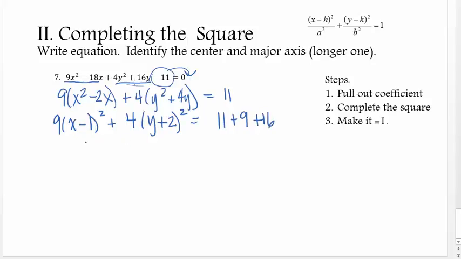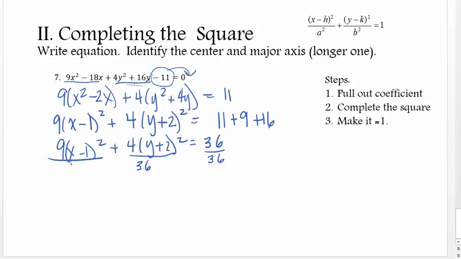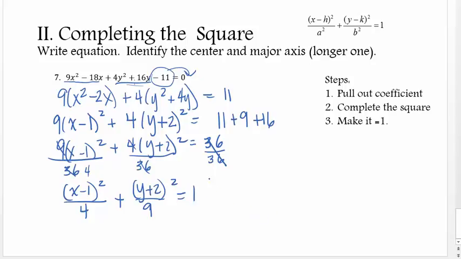All right? So let's clean it up. Let's see, that's 27 plus 9, which gives me 36. Okay, so now we need to put it in ellipse form, so we need to make it equal to 1. So I'm going to divide through by 36. That's going to be 1, and let's clean this up. x minus 1 squared. 9 goes into 36 4 times, so this is a 4. 4 goes into 36 9 times, equals 1. All right, so there's my equation.